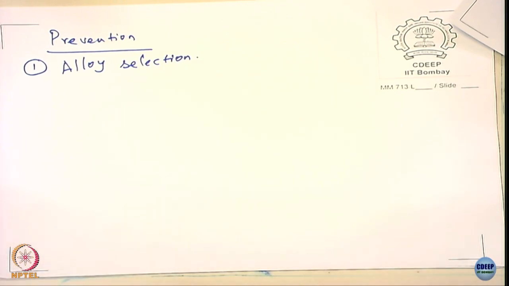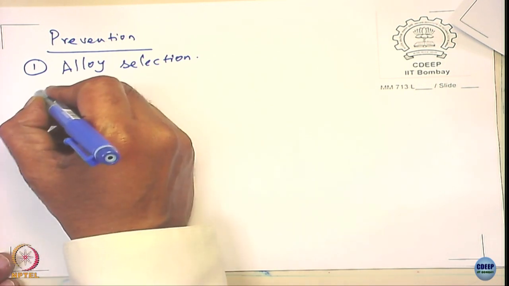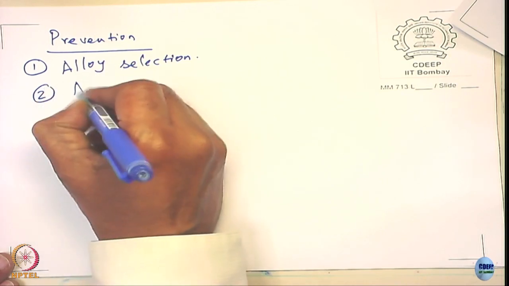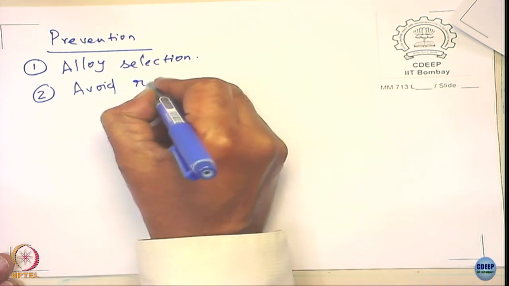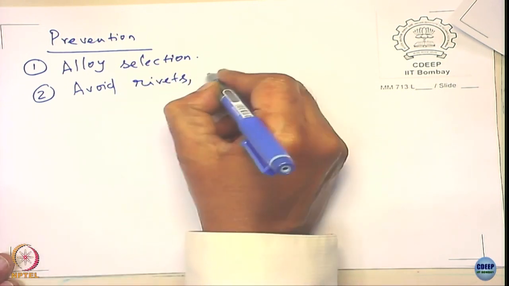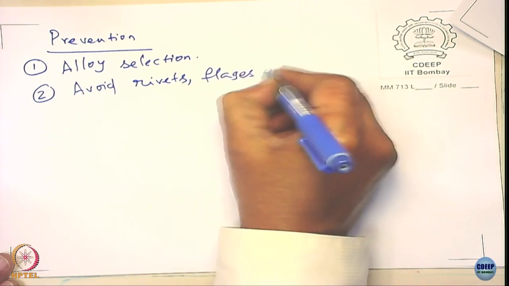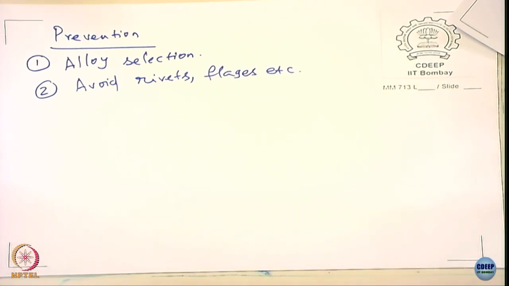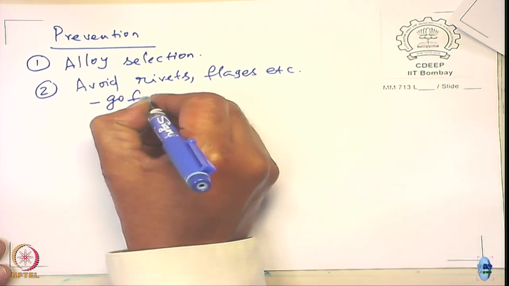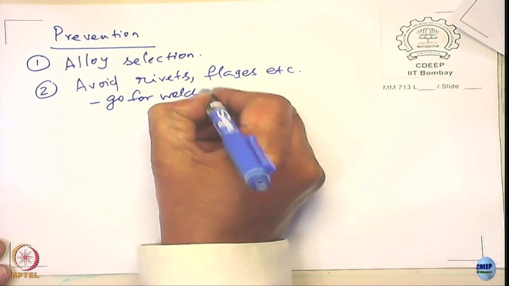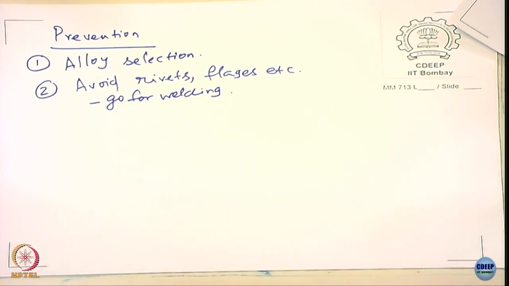You can change the engineering design. Or if you can, avoid joints such as rivets, flanges, etcetera, they form crevices. If that is not possible, then what do you need to do? Go for welding if the design permits. This is the crevice former, right?